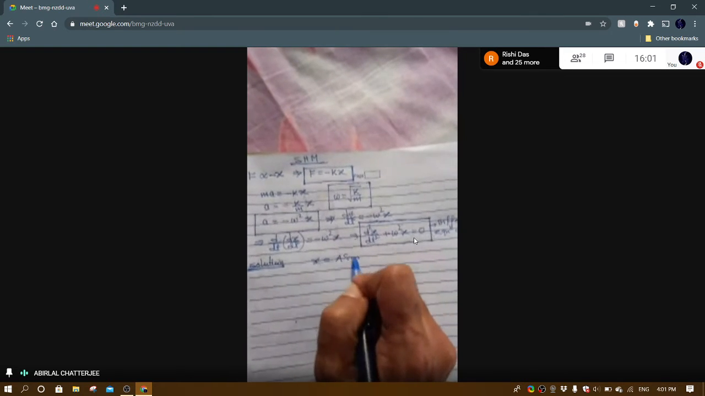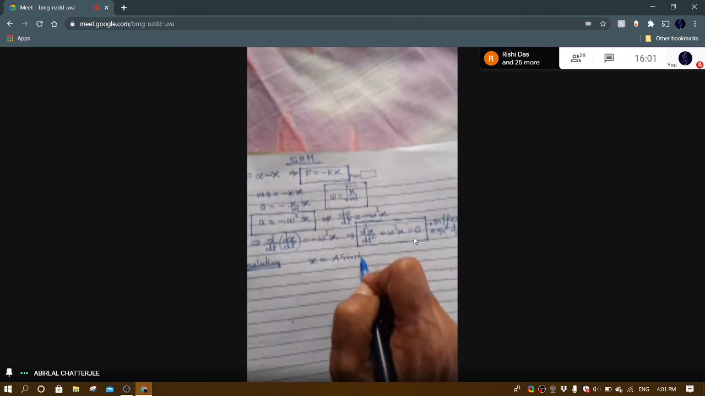No sir, much higher levels will come. Advance, yes. Then the solution, the simplest solution, is x equals a sin omega t, or a sin omega t plus phi, or plus minus phi, it could have been. Phi is called the phase. Phase means the initial state.